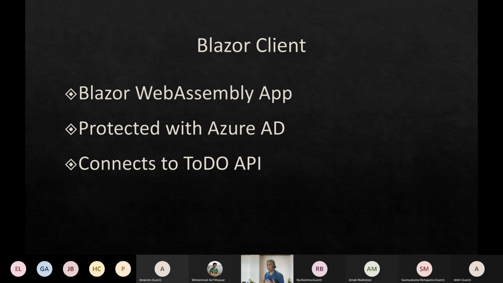My web application is protected against the Azure AD, and we have already built the to-do API. I'm going to show you the to-do API. I finished all the CRUD operations on the to-do API, and basically the web application connects to the to-do API and then shows the data. That's as simple as it can get with this particular application.